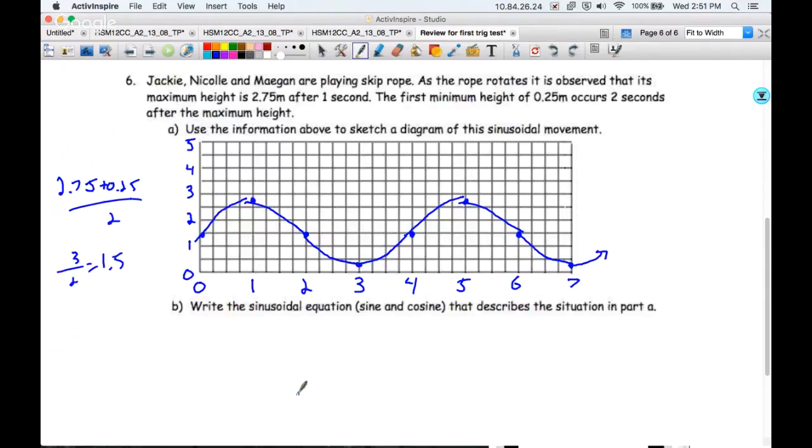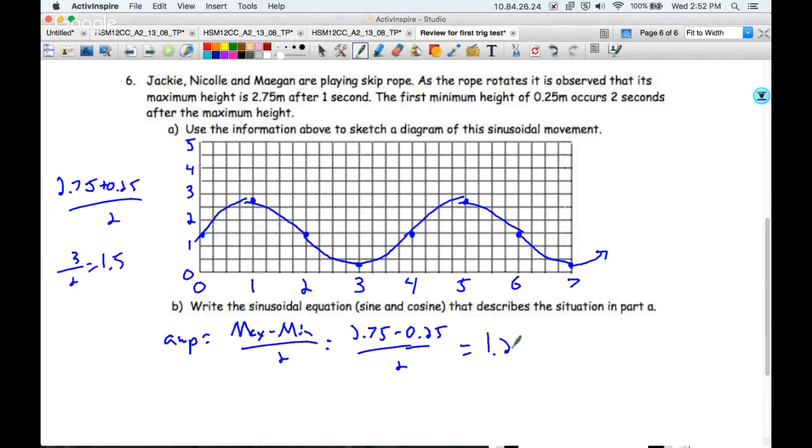All right. Now I got to write the equation. Got to do all that stuff again. Amplitude, not obvious this time, so we'll calculate for it. It's going to be max minus the min divided by 2. So 2.75 minus 0.25 divided by 2, that's 2.5 divided by 2 is 1.25. This is our k, because k is also where the midline is.